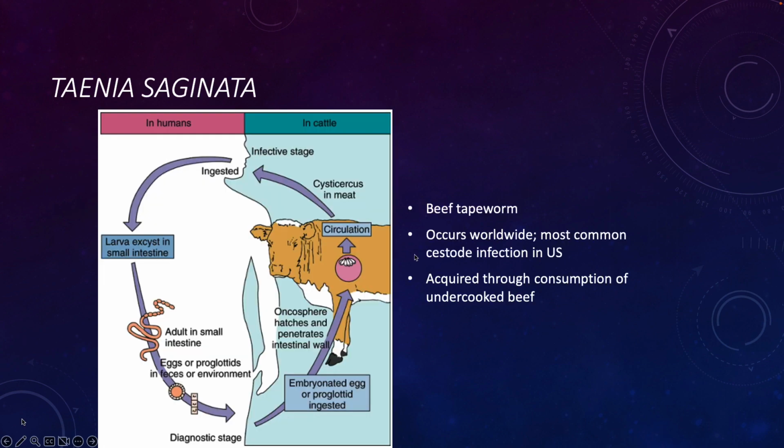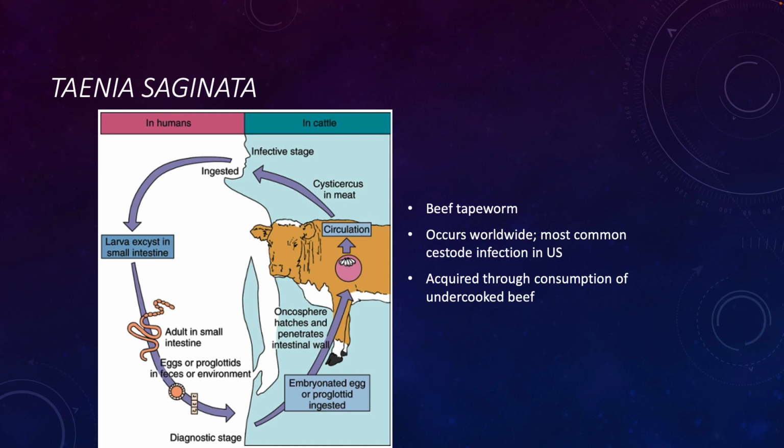Our next tapeworm is Taenia saginata, which is the beef tapeworm. This is the most common tapeworm infection in the US, and it's acquired through the consumption of undercooked beef. Very, very similar to the pork tapeworm.